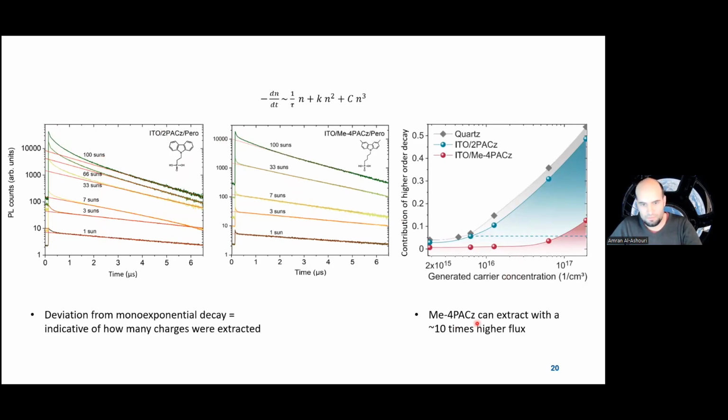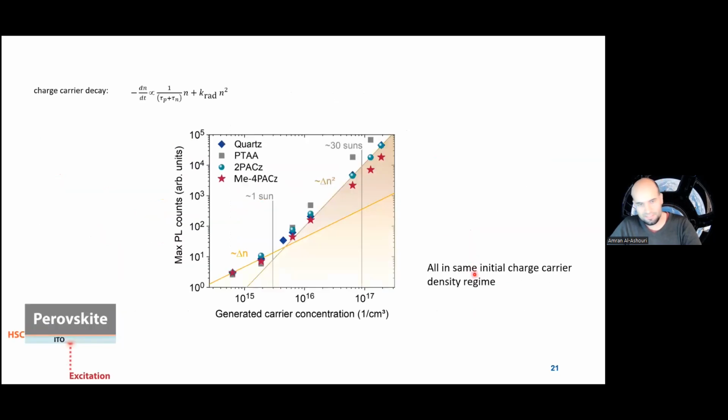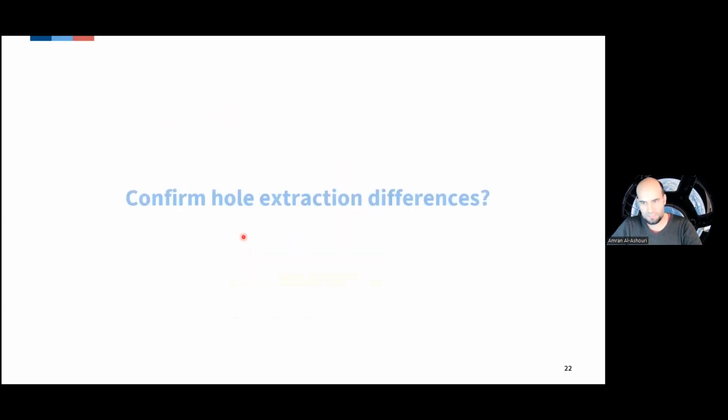And by this, we knew Me-4PACz can extract with 10 times higher flux than 2-PACz. And at the same time, I mean, we make sure that the excitation conditions are the same. So as I said, it scales with different exponents. And when you just take the peak of the TRPL transient and plot it here, so this is the mono exponential part and the bimolecular part, and one sun is somewhere here, you see all of them follow the same trend. So we did a fair comparison, is what I want to say. Now, okay, it was exciting. We used TRPL for finally quantifying charge extraction in perovskite solar cells.